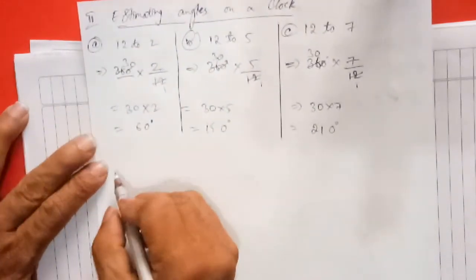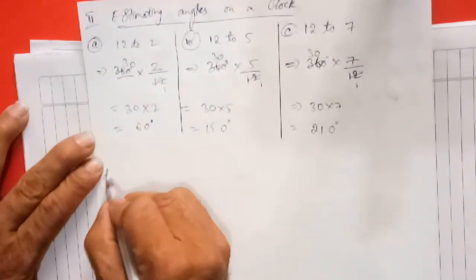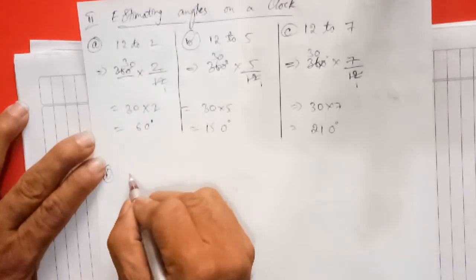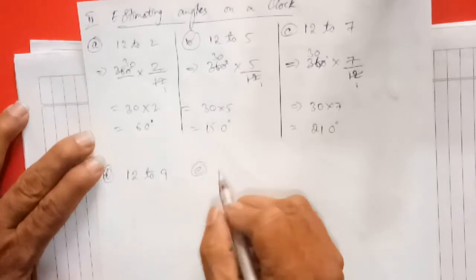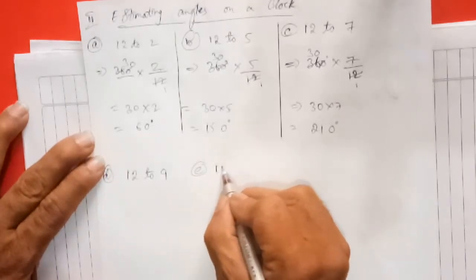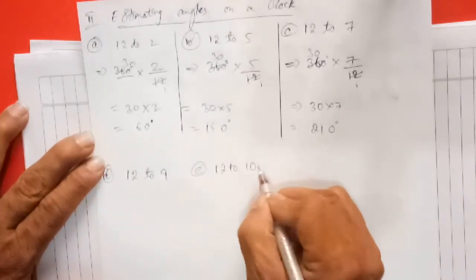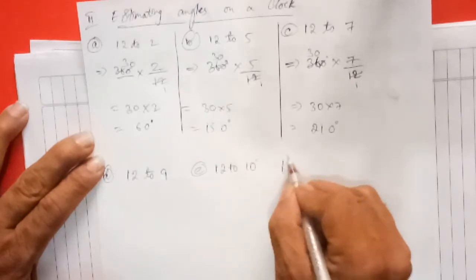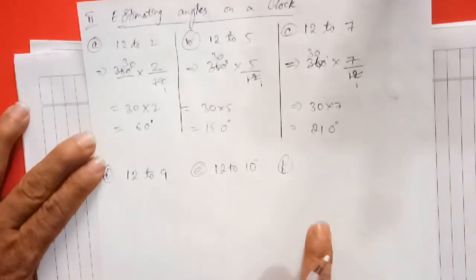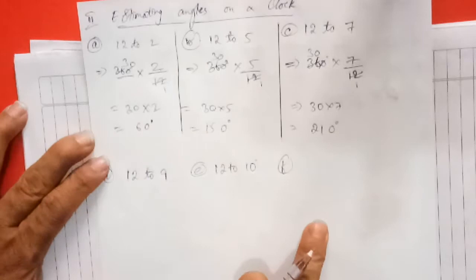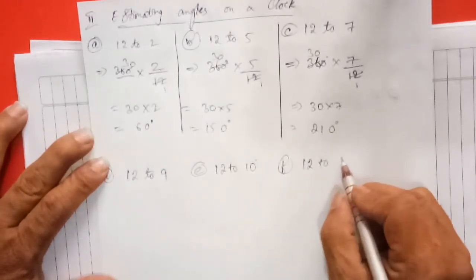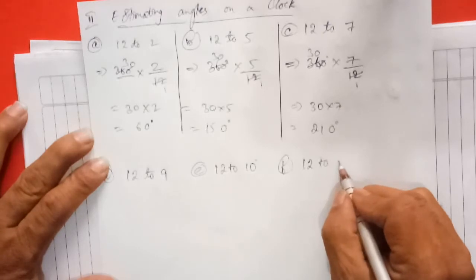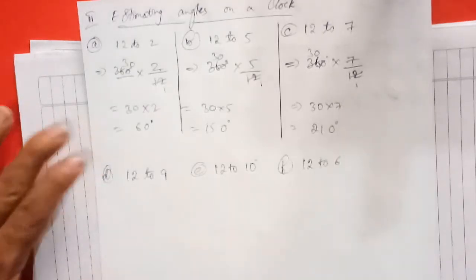The fourth one I will give you to solve by yourself. D1, 12 to 9, E1, 12 to 10, and F, the last question, 12 to 1. 12 to 6 also you can solve. Now you can solve these by yourself in your classwork also. Understood?